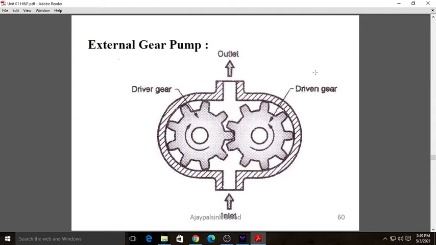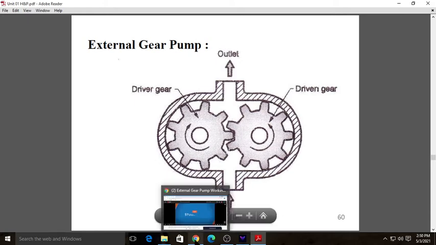When the driver is rotated by means of the prime mover or rotor, the driven will also rotate. A partial vacuum is created at the inlet of the pump. Oil is forced to enter the pump by atmospheric pressure, and oil is trapped in the pocket between the teeth and casing and carried toward the outlet port. Here I am going to show you some animations.